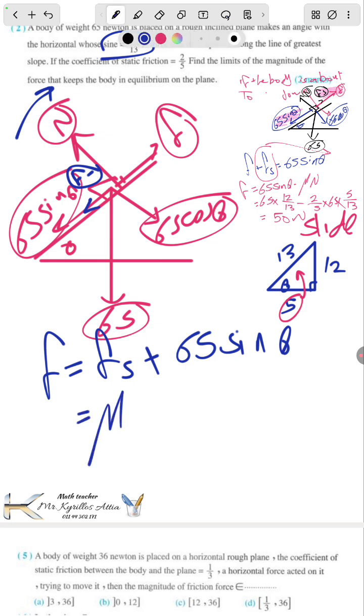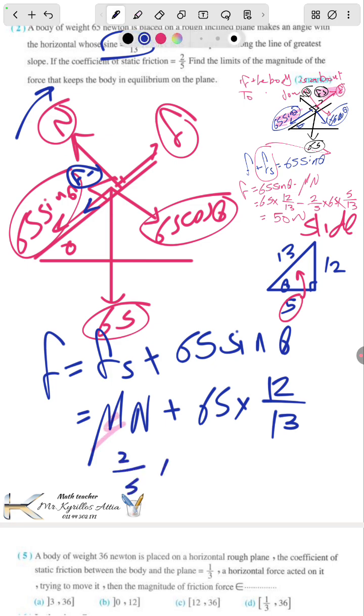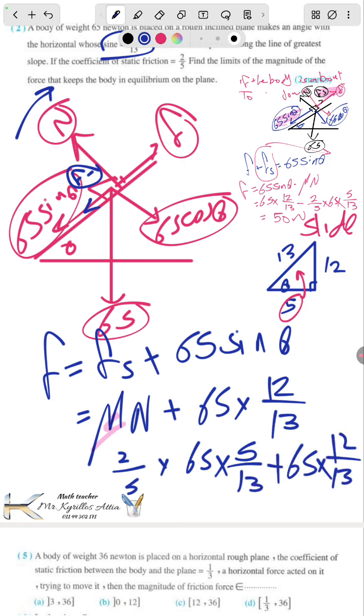Fs equals mu times N plus 65 times sin theta, which is 12 over 13, opposite over hypotenuse. Mu equals 2 over 5, so 2 over 5 times N, which equals 65 cosine theta, which is 5 over 13, plus 65 times 12 over 13. By using the calculator it will be 70, so F equals 70.